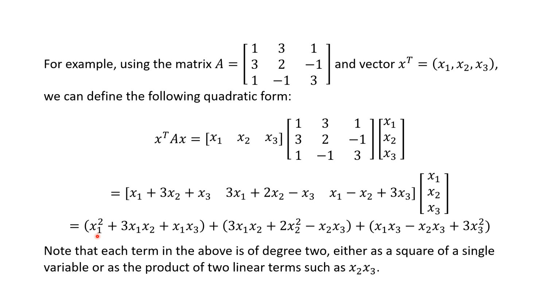And you notice that each term is of degree 2 or less. And when you have two different variables multiplied together, that still counts as degree 2. So you have another degree 2 here. You notice nothing is more than degree 2.